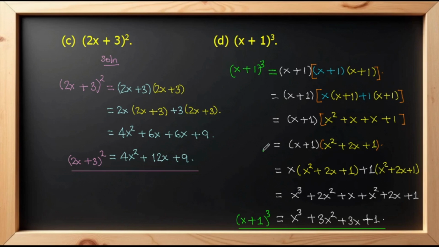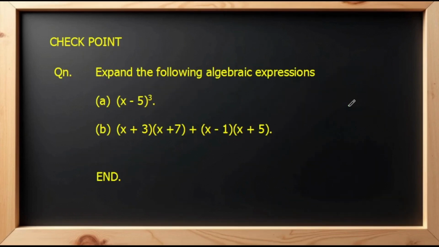So before we leave this video, please go ahead and attempt the checkpoint in the next board. I'm just displaying right away. Well, these are the checkpoint questions that say expand the following algebraic expressions, and the first one is here, x minus 5 cubed. Then the second one, in bracket x plus 3 multiplies x plus 7 plus x minus 1 multiplies x plus 5.